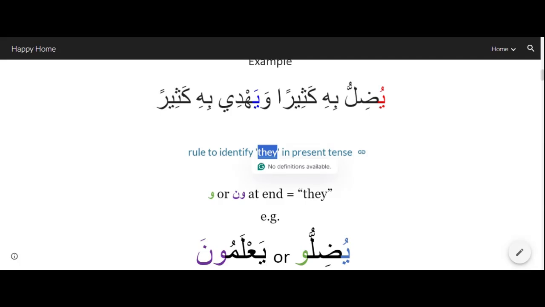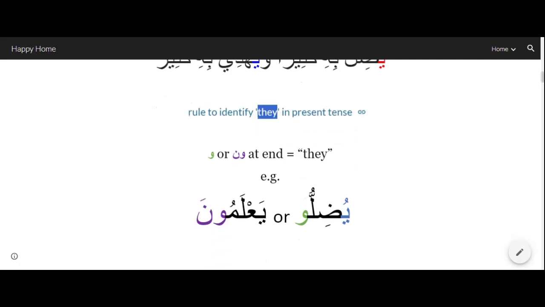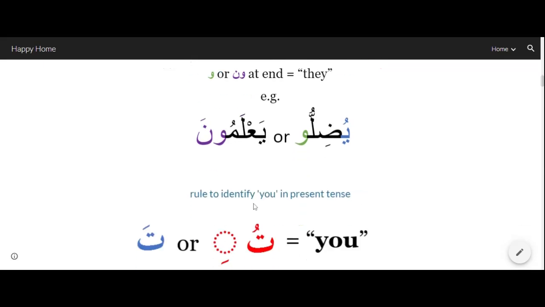Identifying the plural is very simple. Either you will see un or u at the end. This means it is plural, it is "they" in the third person. For example, Yudillu, you have waw, and Ya'lamun, so you have it ending with un. So it's very simple.